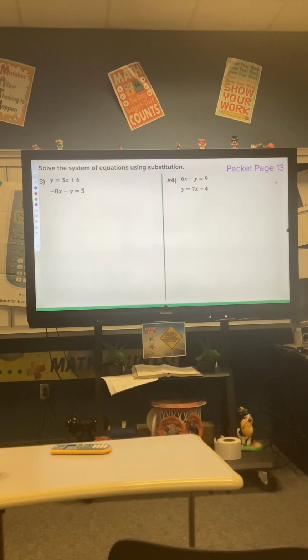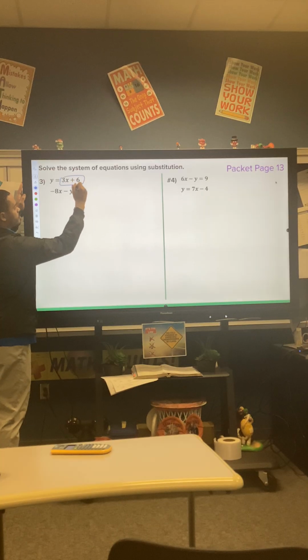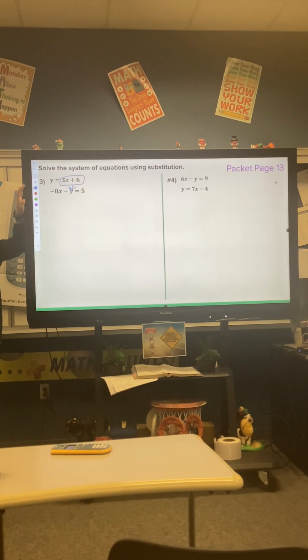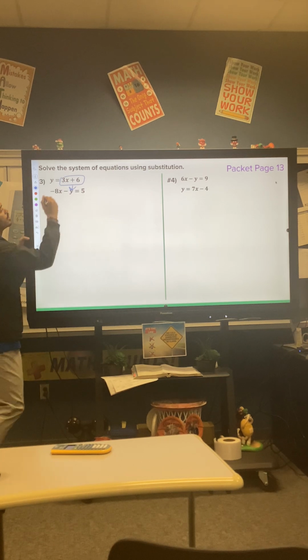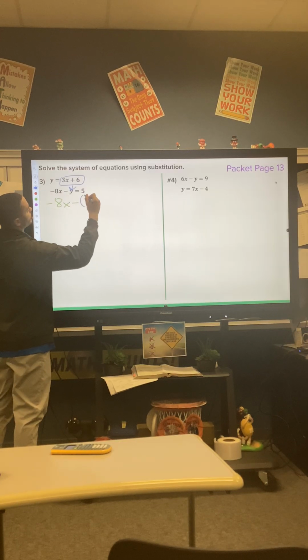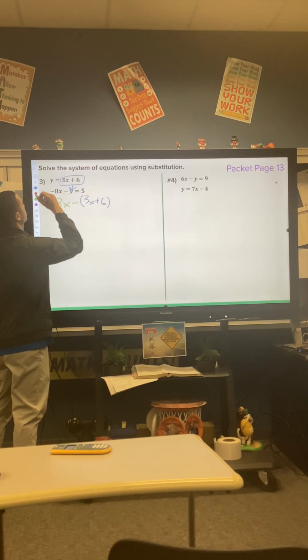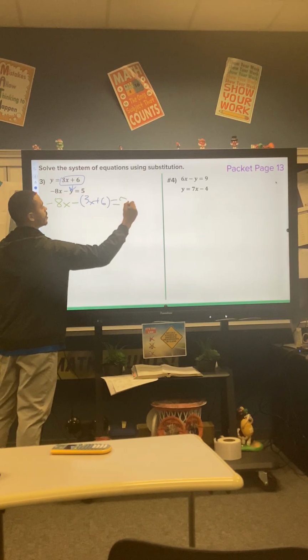Wherever I see y, I'm going to substitute 3x plus 6 in. Okay, pay attention. I'm going to see a lot of mistakes on the test on this one. So I'm going to have my negative 8x minus, I still have my 3x plus 6, is equal to 5.